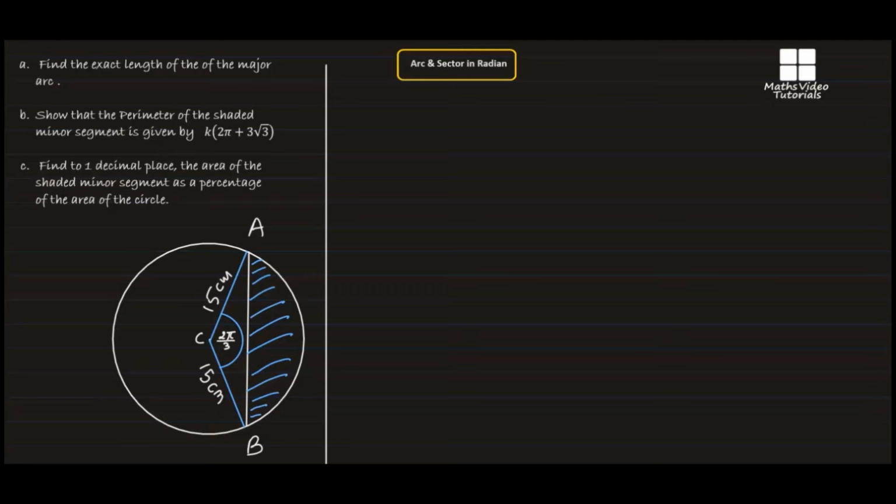The major arc is this one here, and this major arc subtends this angle here, so we need to find it. Let's do that. Now we know the full turn or a full circle is 2 pi radians, and we need to subtract 2 pi over 3 from it, and that will give us 4 pi over 3 radians. So the major angle is 4 pi over 3.